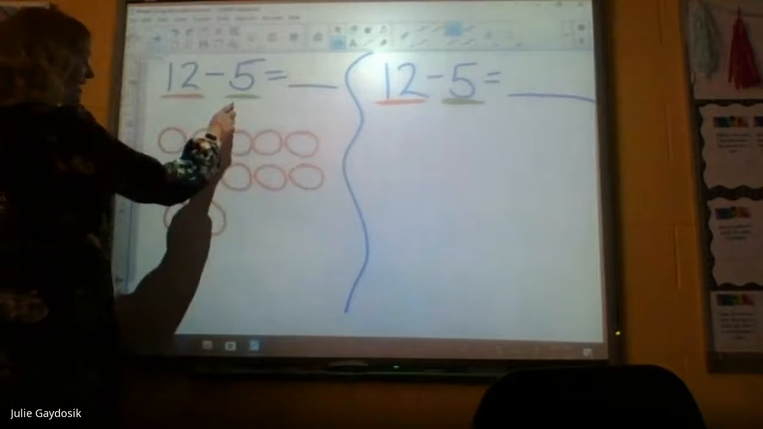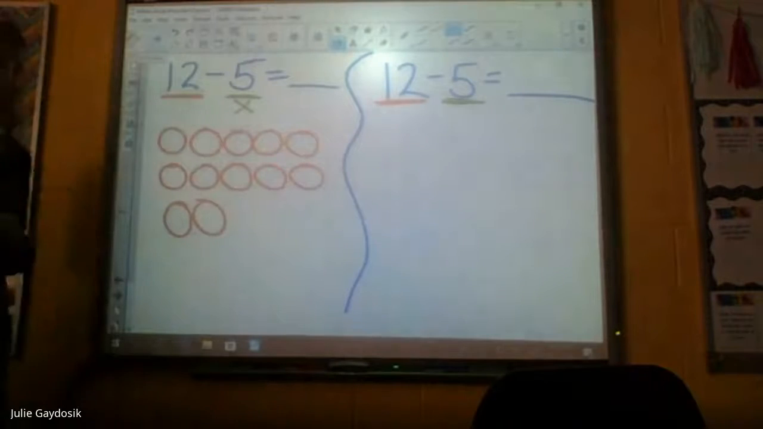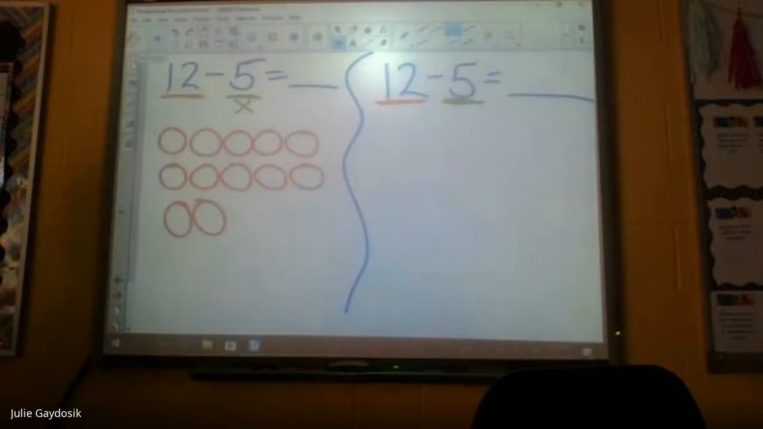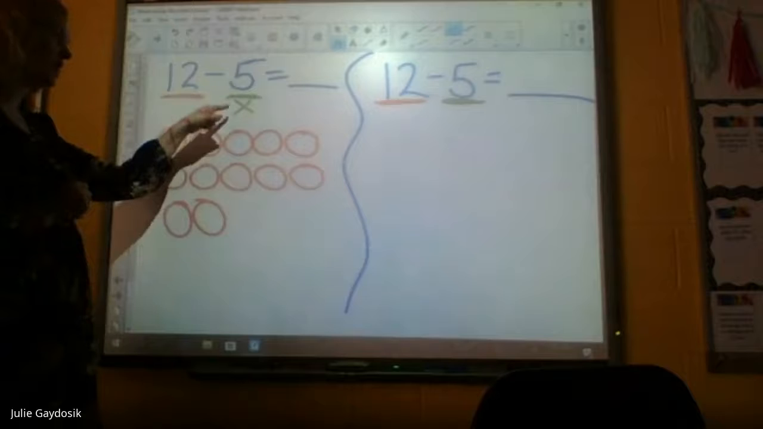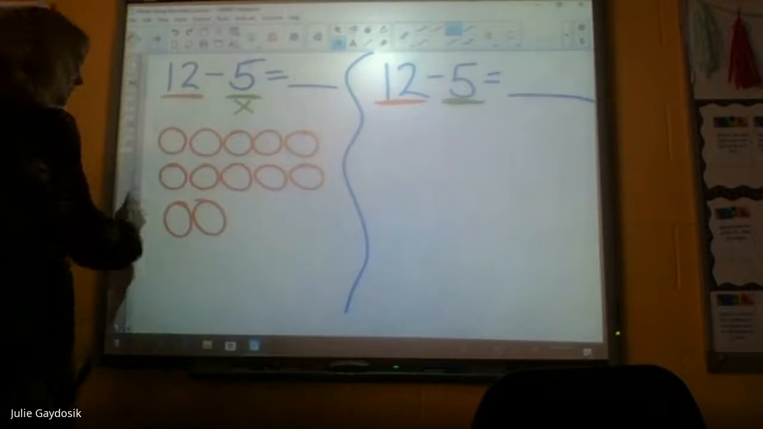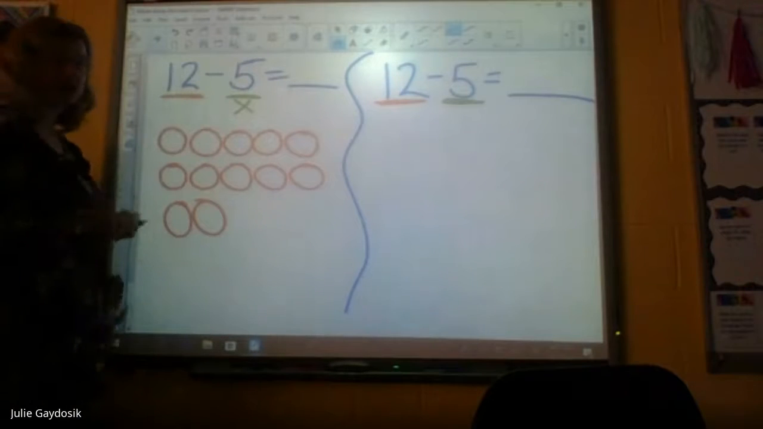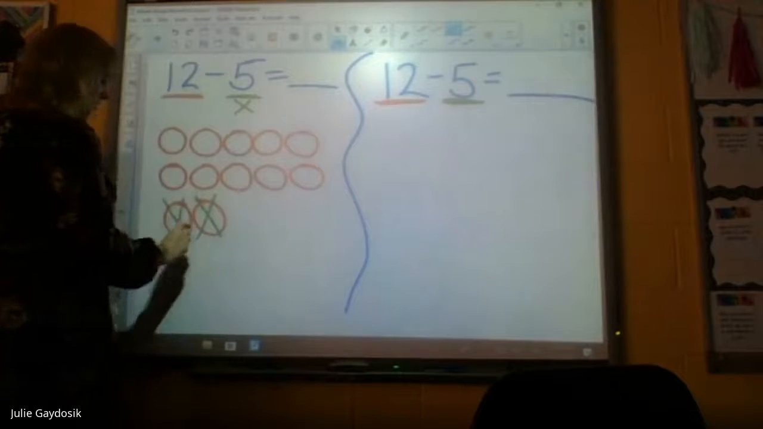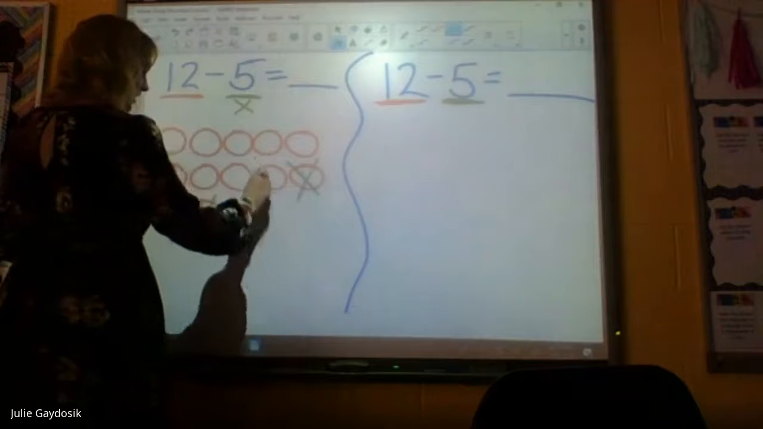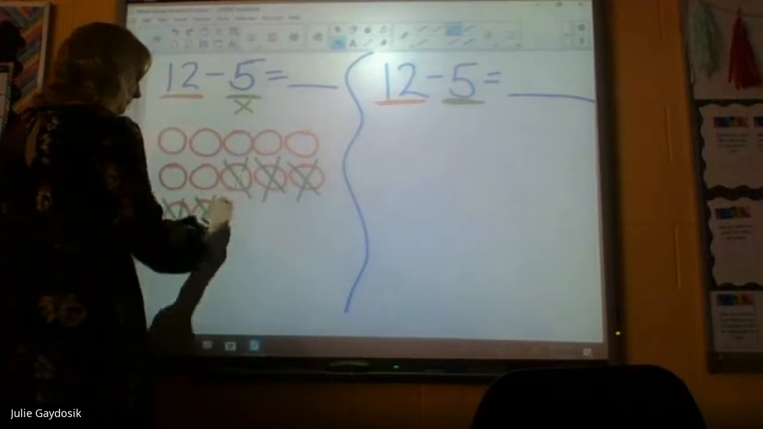Now, with subtraction, that is how many I'm going to cross out, right? So I'm not going to draw this many. I'm going to cross out this many. So this many is 5. So let's cross out 5 together. Again, this should be in your notebooks. 1, 2, 3, 4, 5.